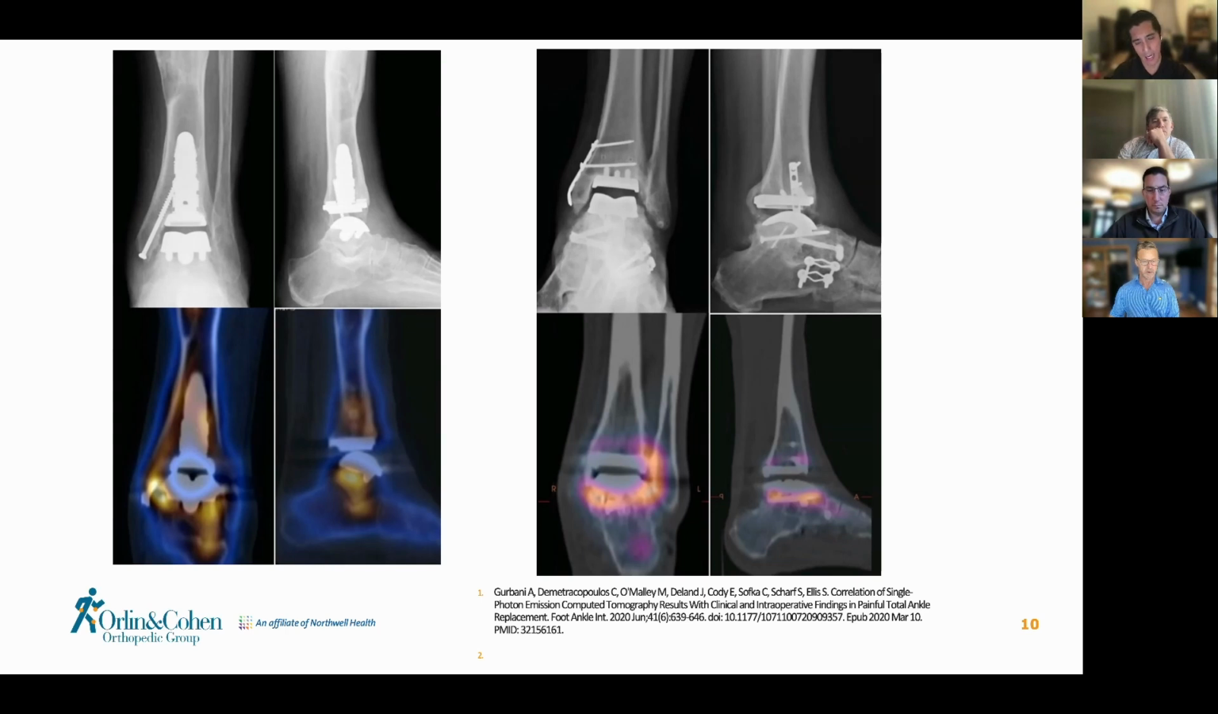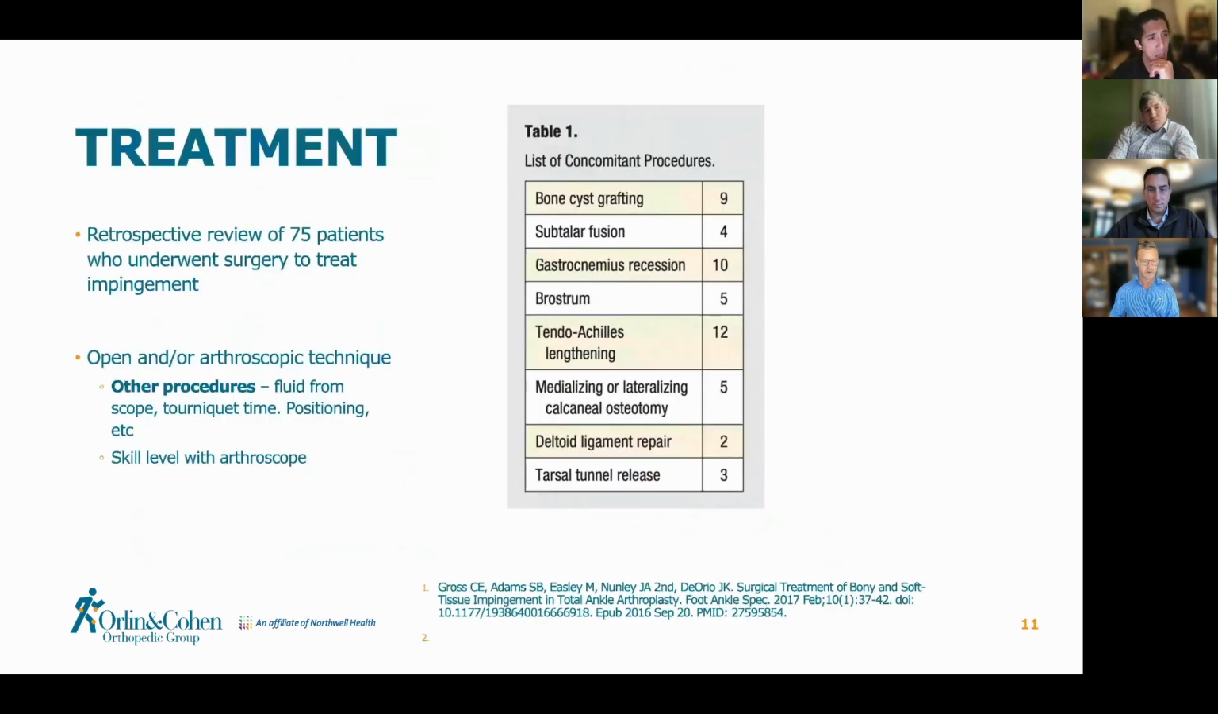And on the right-hand side here, again, lateral gutter impingement suspected and confirmed, or at least correlated, on the SPECT CT. Interestingly enough, they noted that this patient, even though one might suggest based on the SPECT CT that they had loosening of the talar component, this was not the case.